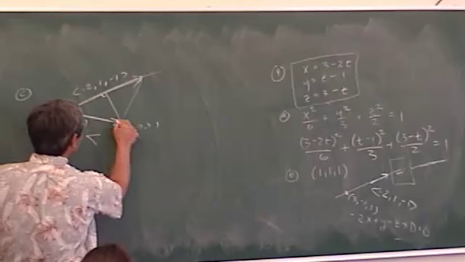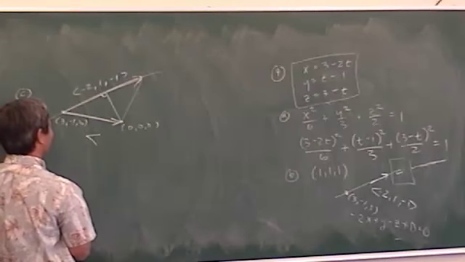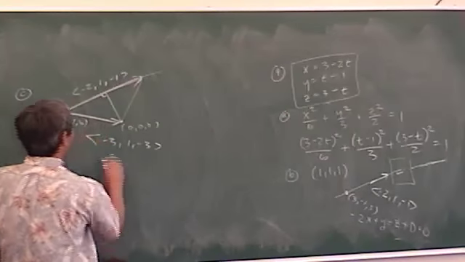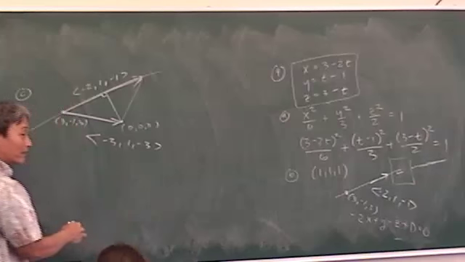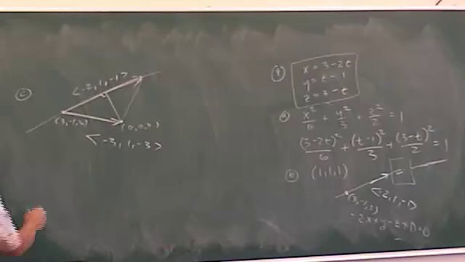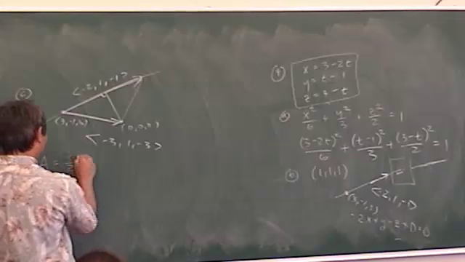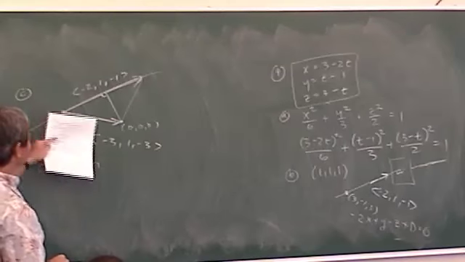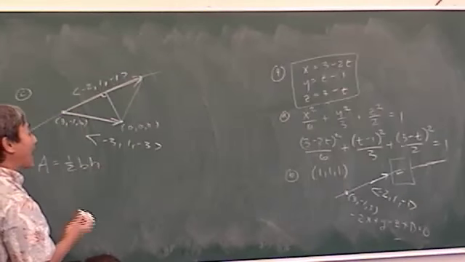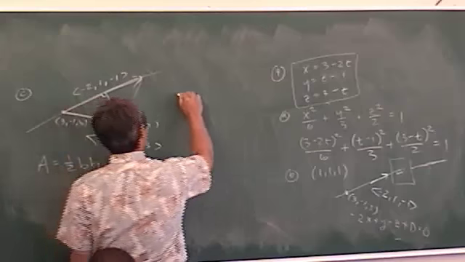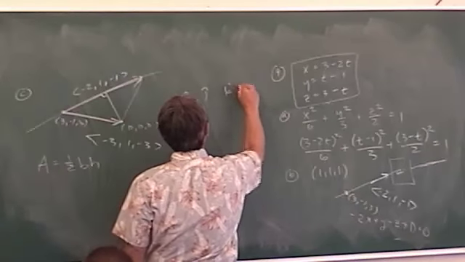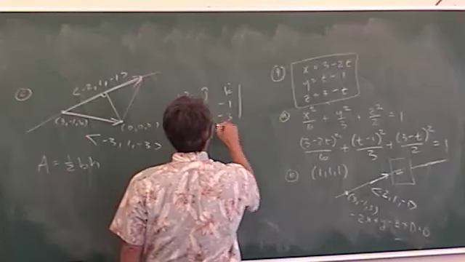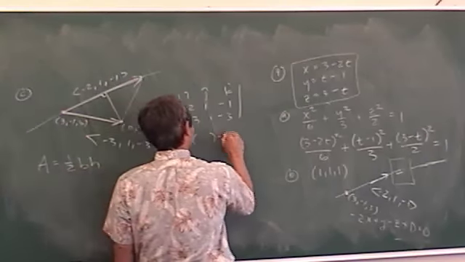So what is this vector in component form? -3, 1, -3. These two vectors form the triangle, right? And remember the area of a triangle is 1/2 base times height. How do I find the area of a triangle formed by two vectors? It's half the length of the cross product. So you compute the cross product: i, j, k across the top, -2, 1, -1, -3, 1, -3. That's equal to i minus j. Don't forget the minus.